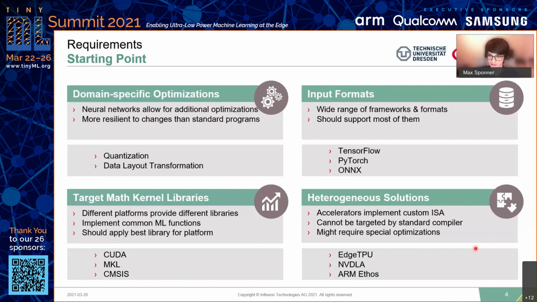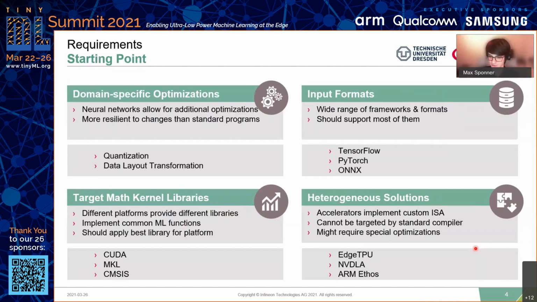The third goal was the automatic targeting of math kernel libraries. So depending on the selected target, the toolchain should automatically find the best function kernels, either from a math kernel library or by auto-tuning, which is a solution where the compiler automatically finds the most optimal schedule by profiling the target device during the compilation process. And again, the most important library for our use case would probably be ARM CMSIS-NN, as we are most likely going to target Cortex-M CPUs.